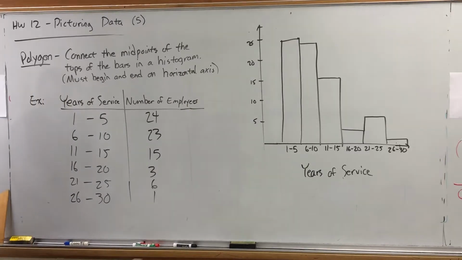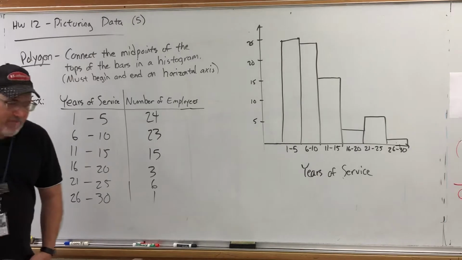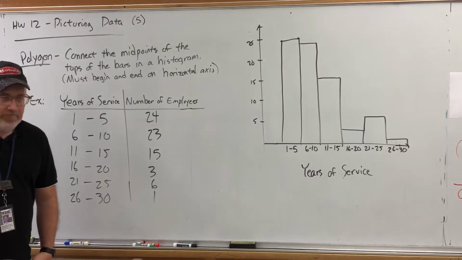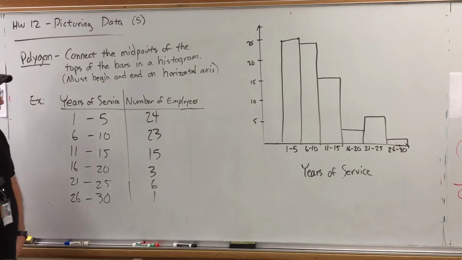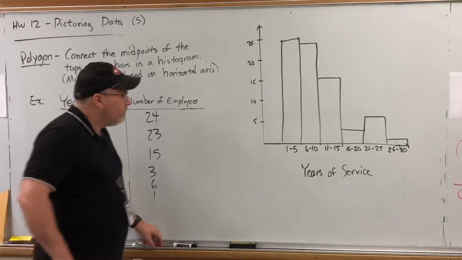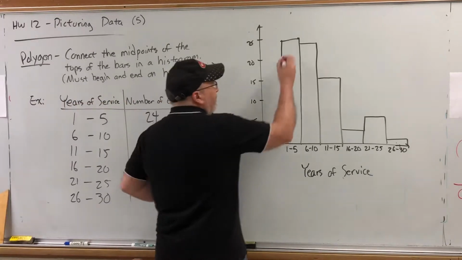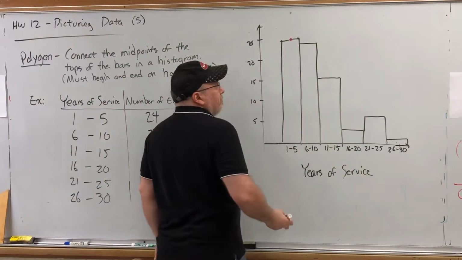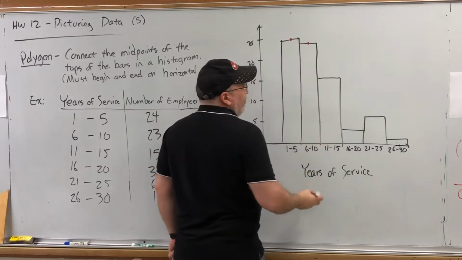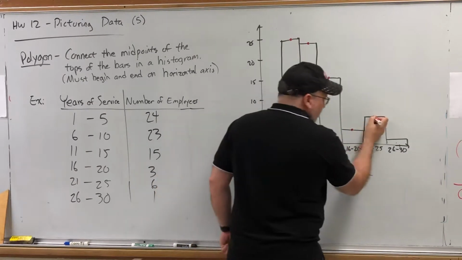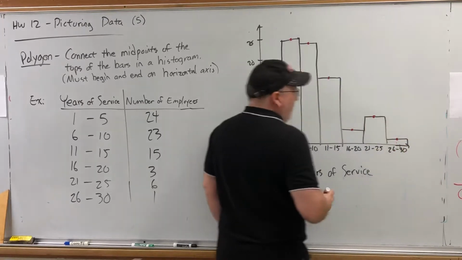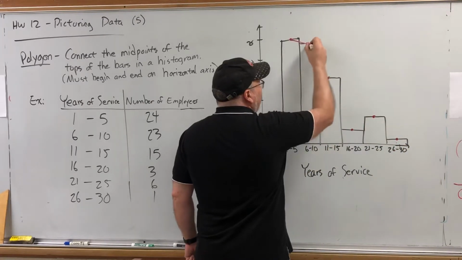The last type of picture that we're going to look at is called a polygon, and really it's just a follow-up to a histogram. To form a polygon, all you have to do is connect the midpoints of the tops of the bars in a histogram. For example, on this first bar, put a dot in the middle of the top. And the same one there, and there, and there, and there, and there. And connect them.